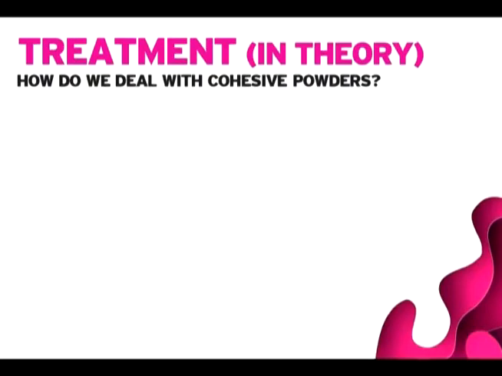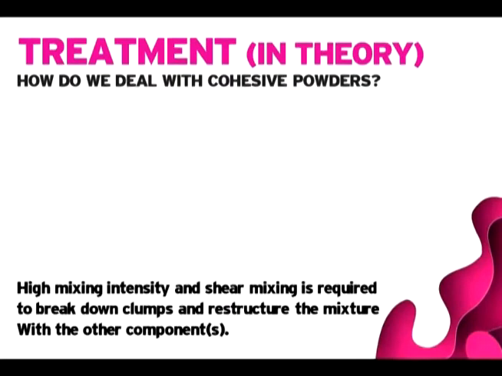Cohesive powders don't disperse easily with other particles and form clumps. To break these clumps and get the particles to mix intimately with other particles, high mixing energy and shear is required as these have the tendency to restructure in clumps.